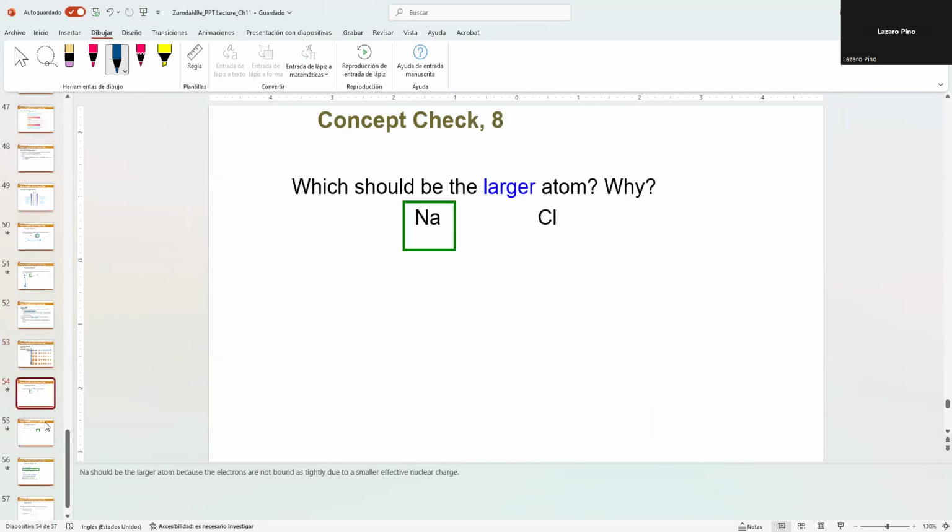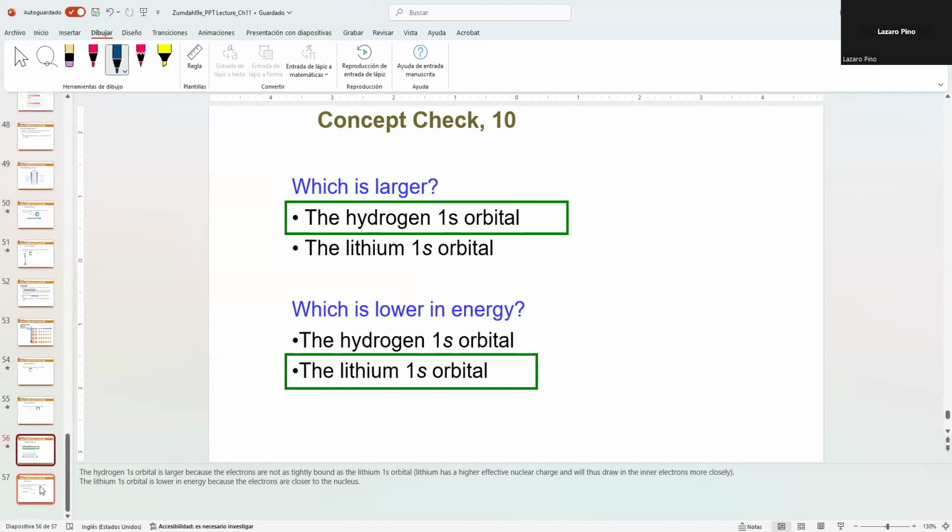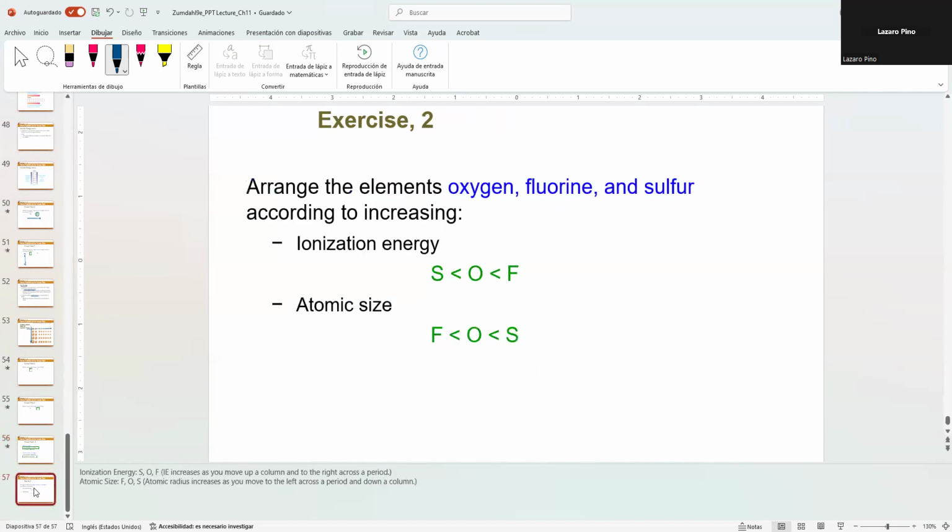Here you have a question. You can stop the video. Here another one. Here another one. You have some questions that you can stop the video, and you already have the answer. All you have to do is try to understand using this.